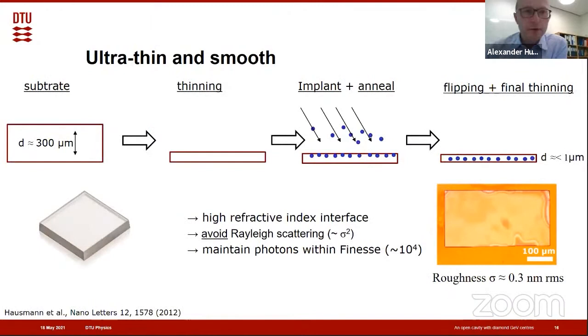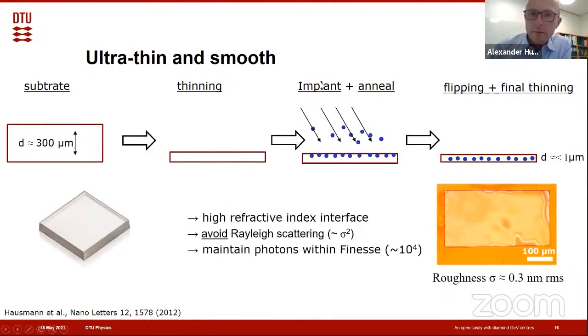Now, diamond processing is not a simple process, but it's rather straightforward. The approach of an open cavity system only requires a planar etching of the devices. Typically what we start with is a commercial diamond of this kind, as shown by the picture here. That's a diamond plate with a thickness in the range of a few hundred micrometer. It has a cross section of a few millimeters square. What we do is we first thin the samples down to a thickness between 50 and 100 micrometer.